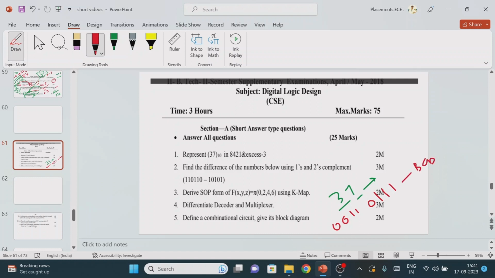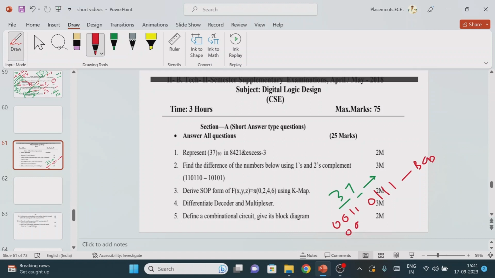So how to find the XS3 code word? For this we need to add 3. So for each digit, if we add 3, that is nothing but the XS3 code word. So 37 means 3 plus 3, and 7 plus 3, right? So 6 and 10. Write the 4-bit binary number for 6, which is 0110. Like that you write the binary number for 10.